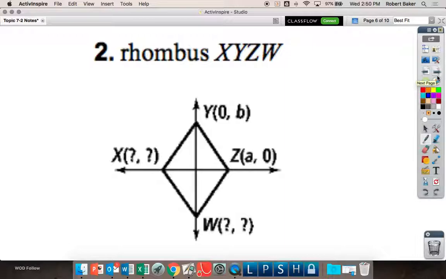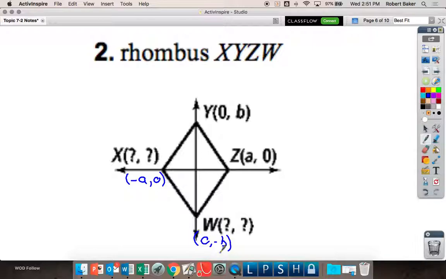Well, negative, the other one's A. So if I went A to the right, I have to go A to the left, and then (0, negative B), and then (0, negative B). Okay, so let me take your confidence here.